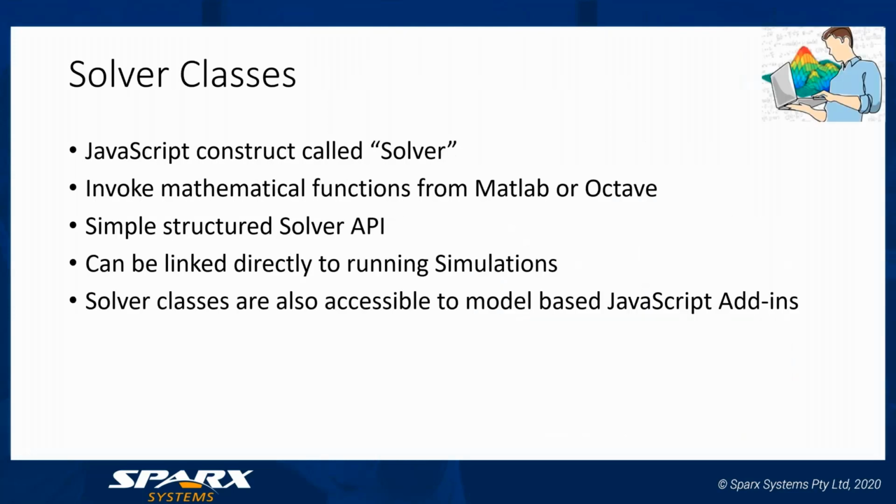So the core of what we've done is introduce the solver classes. The solver classes are a JavaScript construct which allows you to invoke the mathematical functions from tools like MATLAB and Octave. It's a simple structured solver API, so you can reuse them with different solvers and with different areas. They can be linked directly to running simulations inside Enterprise Architect. Because they're JavaScript, they are also designed to be accessible to people doing model-based JavaScript add-ins. So any add-in developers using the new model-based approach that we released in version 15 now have the power of accessing MATLAB and Octave as well.